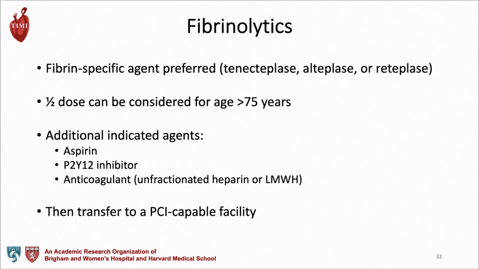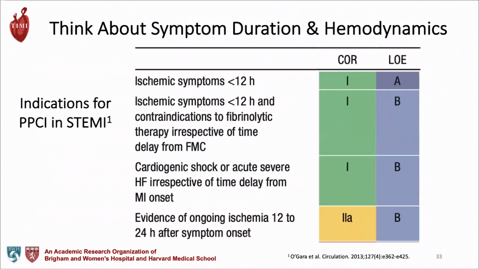So if you're going to use fibrinolytics, the recommendation is to use a fibrin-specific agent. Half doses can be considered for patients who are older than 75 years. And then after fibrinolytics are administered, the patient should be given additional adjunctive antithrombotic agents, including an aspirin, a P2Y12 inhibitor, and an anticoagulant, and then should be transferred to a PCI-capable facility for potential rescue PCI. Important to point out that fibrinolytics only work about half the time, which is why it's so important, even after you've given that, to transfer them to a PCI center.